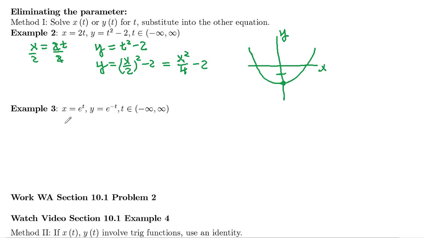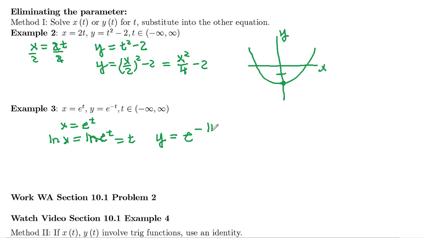So if x is equal to e to the t, then take the natural log on both sides. So ln of x is going to equal ln of e to the t. Then ln and e cancel, and that's just t. So we're going to put that as an exponent here. So your y is equal to e to the minus t, which is e to the minus ln x.